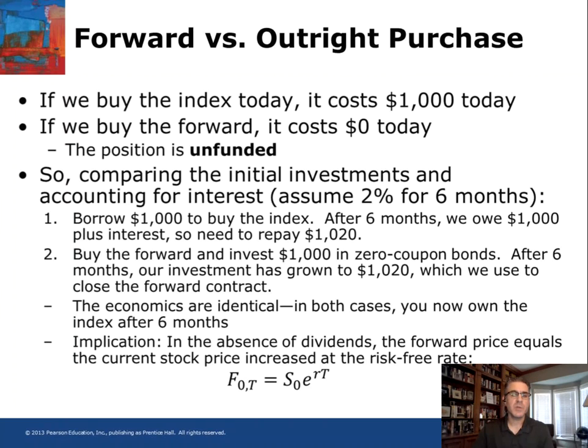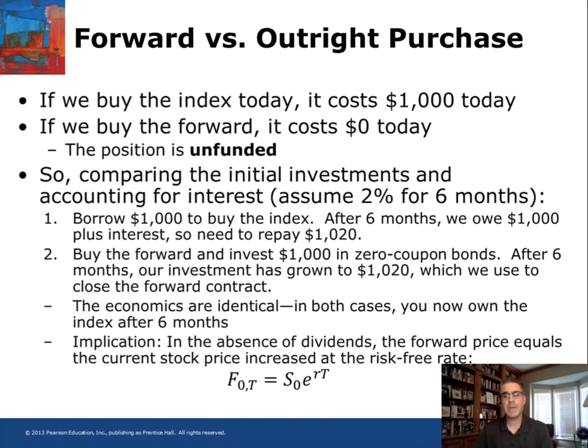Let's compare the cash flows, assuming we have no cash today and need to borrow some cash to enter into the transaction. To buy the index today, we would need to borrow $1,000 at the risk-free interest rate of 2%. After 6 months, we would need to repay our initial $1,000 plus 6 months worth of interest, which comes to $1,020. On the other hand, if we buy the forward rather than buying the index, we can take that $1,000 that we borrowed and invest it at the risk-free rate. After 6 months, our investment is worth $1,020, which we use to satisfy the forward contract obligation since that's the forward price.